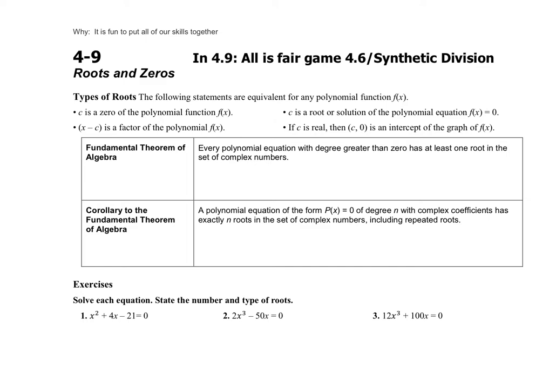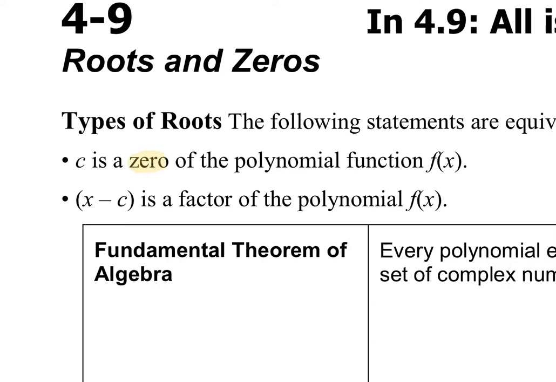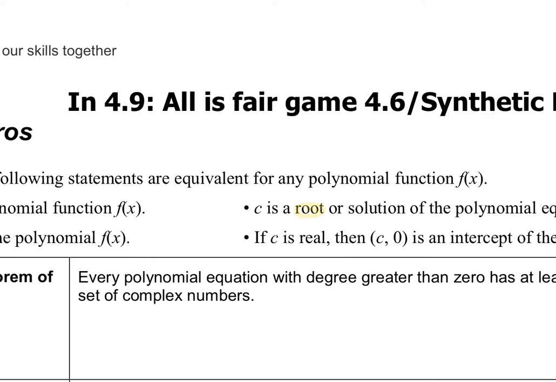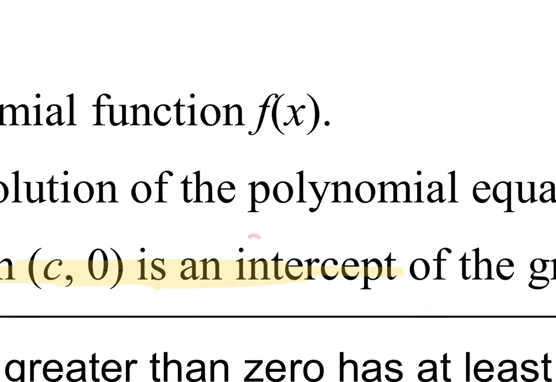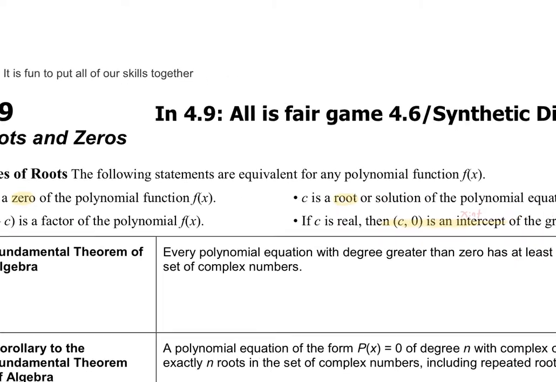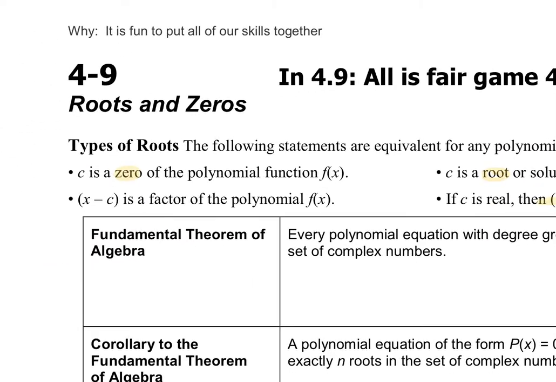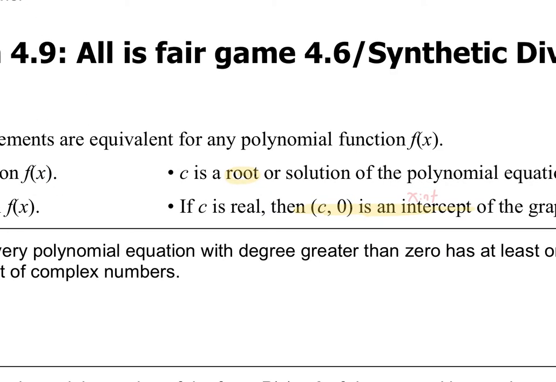The following statements are equivalent for any polynomial. So basically this is just reminding us of all the different words that mean the same thing. Zero means the same thing as root, which means the same thing as intercept, and more specifically, an x-intercept. So we call them intercepts, zeros, roots, solutions. Oh, do I have that one listed here? Oh, here we go. Solution.